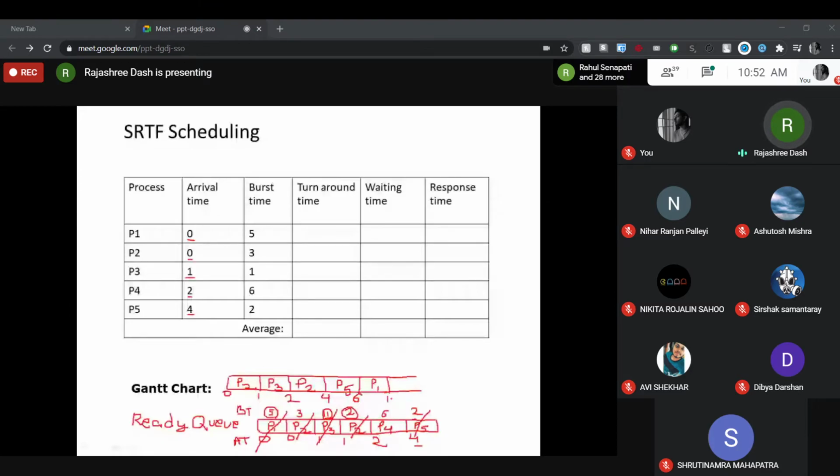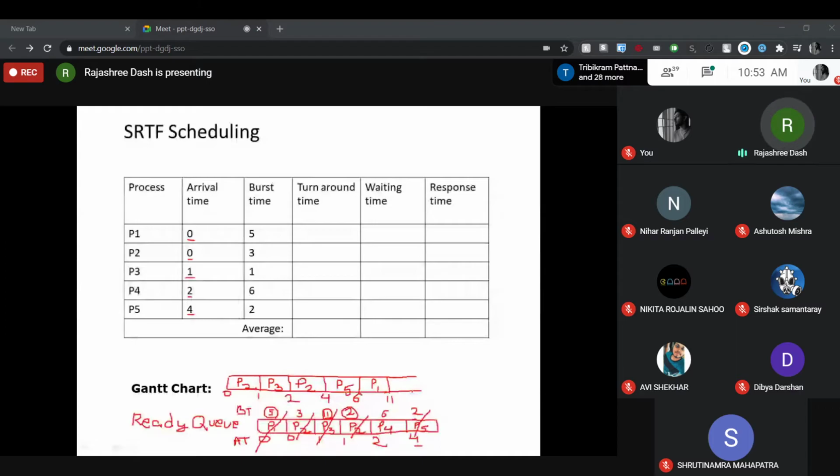Because here in the problem, no other processes are arriving. Remember, only when a new process enters the ready queue will the scheduler compare the burst time of the new process with the remaining burst time of the currently executing process. There are no other processes in the problem arriving after time 4, so after that it will simply execute the processes without any comparison.